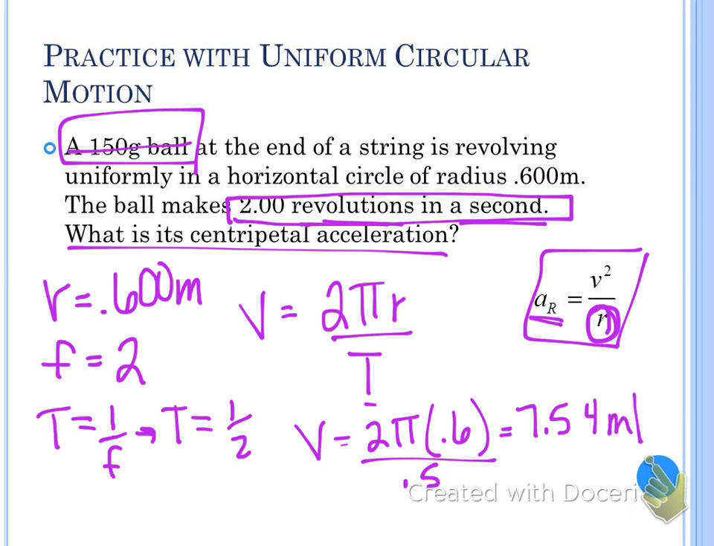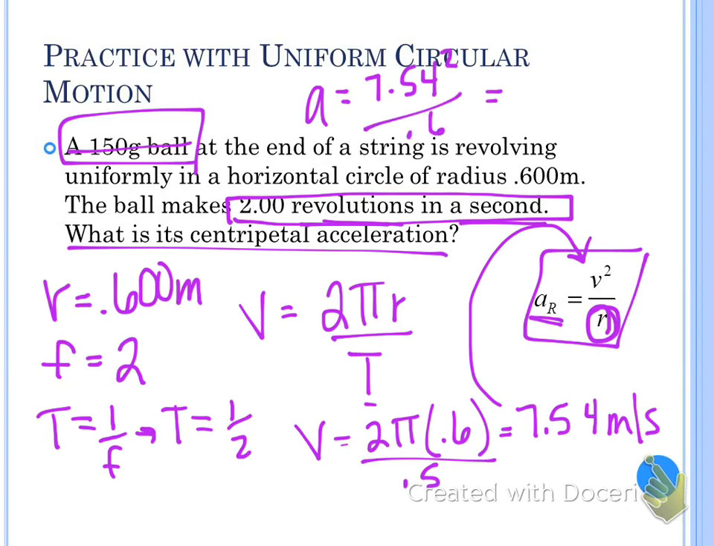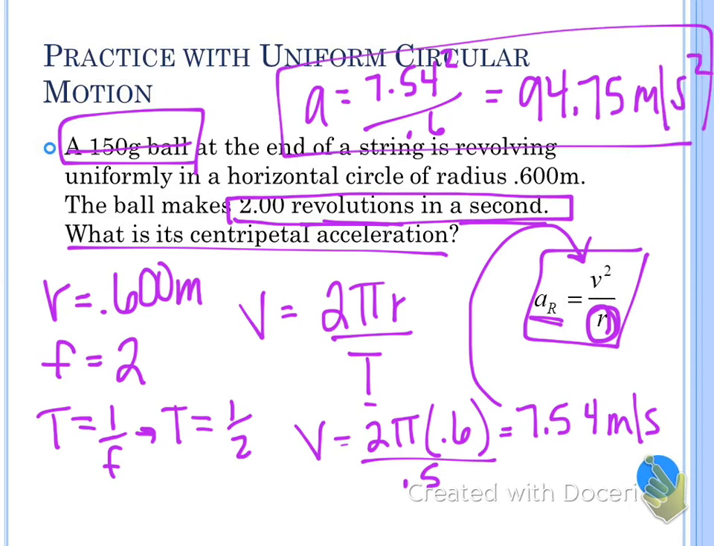7.54 meters per second. Okay, now we go and plug that in up here. So we're going to take 7.54 squared over 0.6. That should be right. 94.75 meters per second squared. Okay, good. 94.75 meters per second squared.